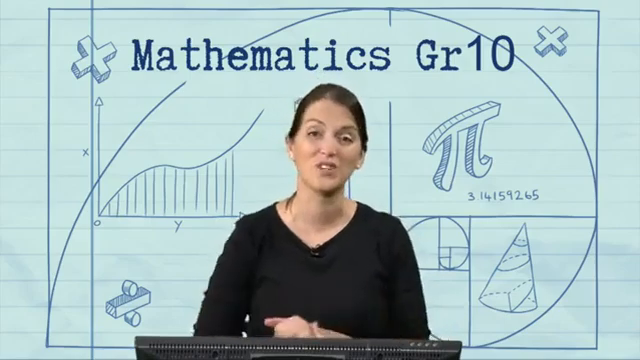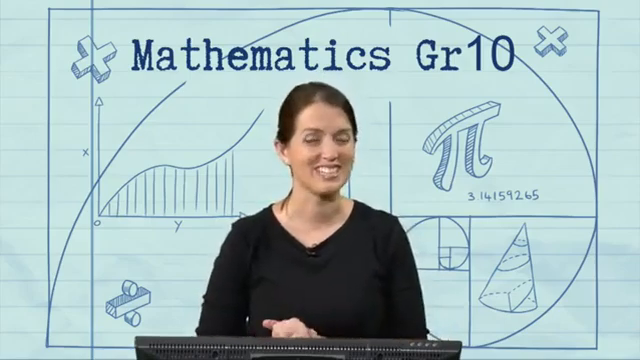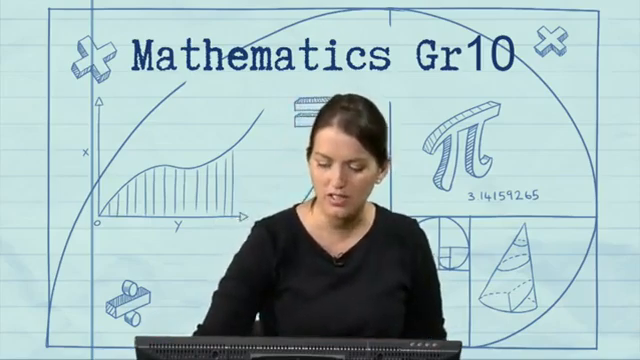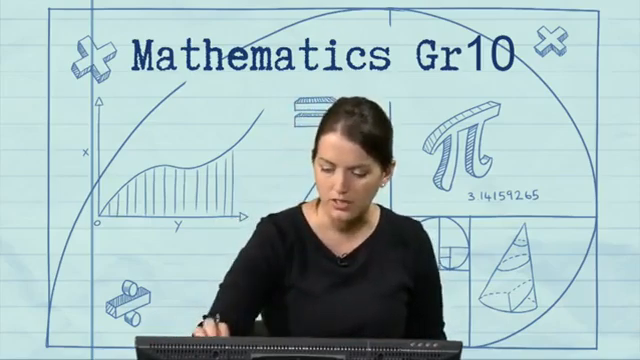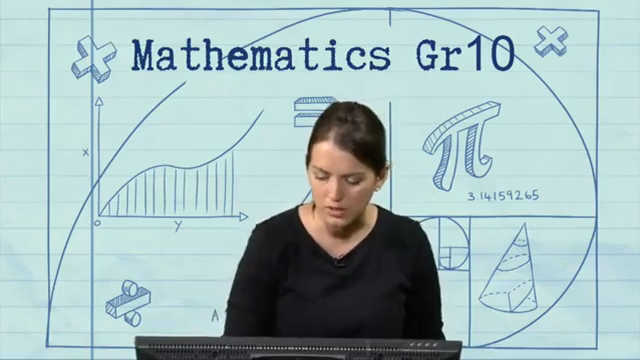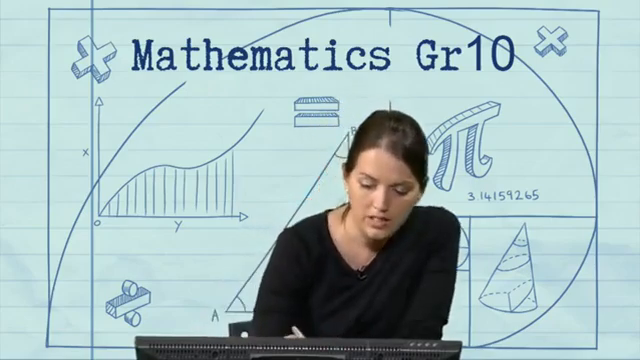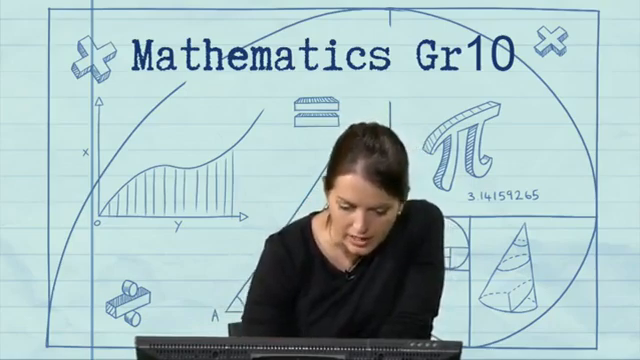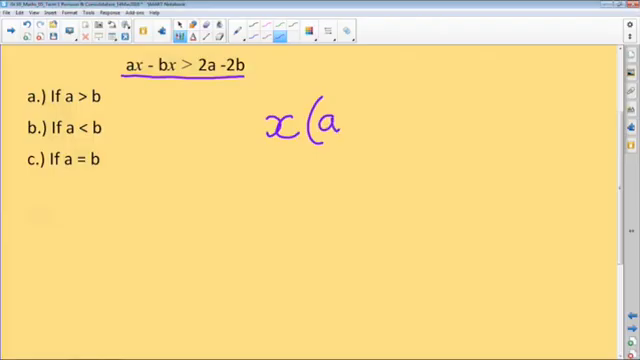Are you feeling more confident? Okay, well, let's see how you did. Now, I'm going to just get rid of everything that's here because it's a bit of a mess and I want to focus. And I'm going to rewrite it. And we took out a common factor of x and we had a minus b. It's greater than, and then 2a minus b.